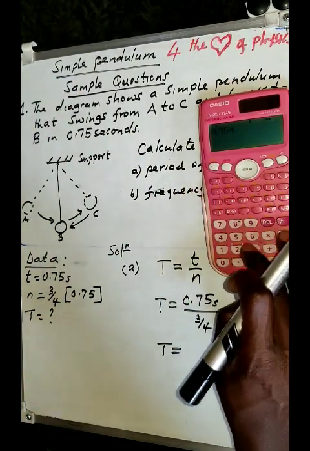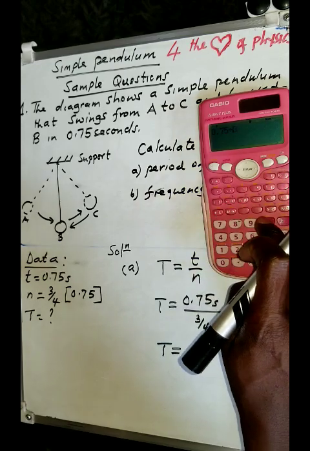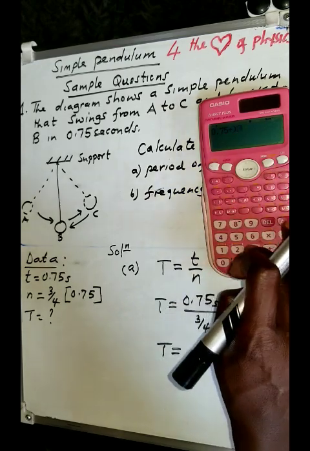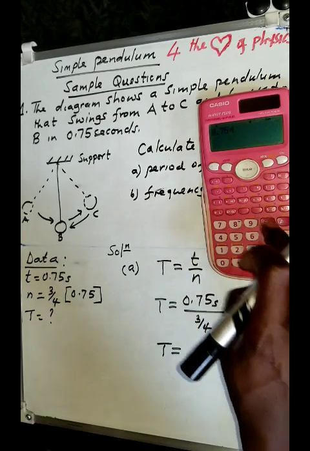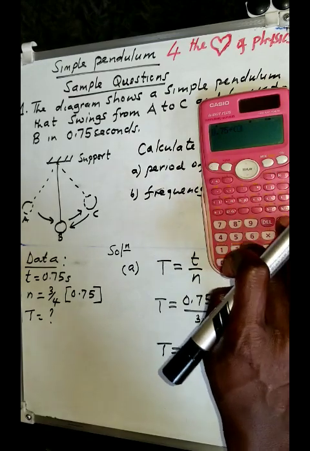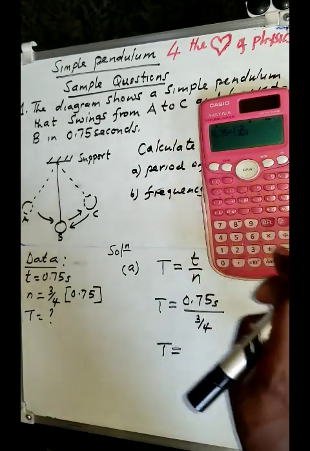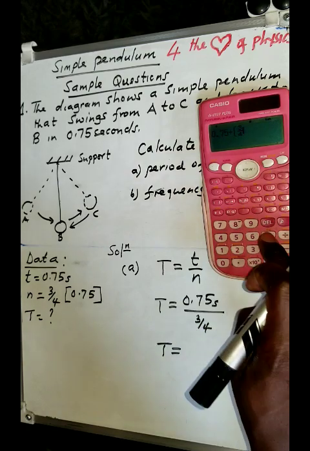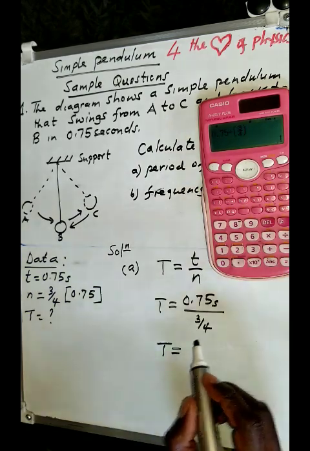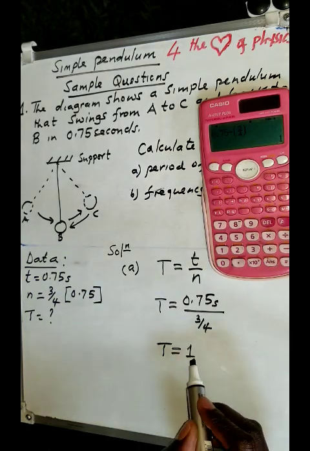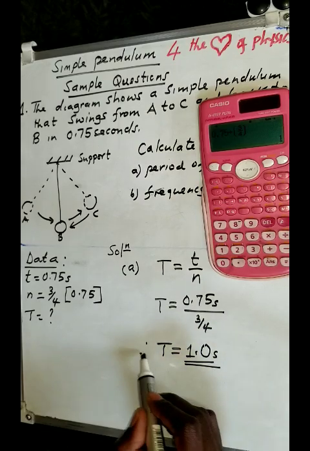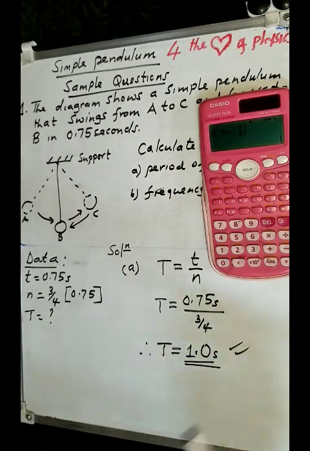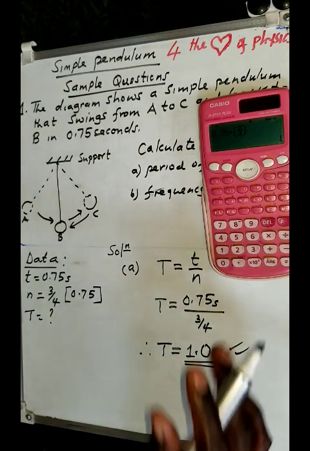If you put that on your calculator, 0.75 divided by 3 over 4, it is going to give me just 1. So I can say it is 1.0 seconds. So that's the period they wanted us to calculate. You can see there's nothing complicated, it is very simple.